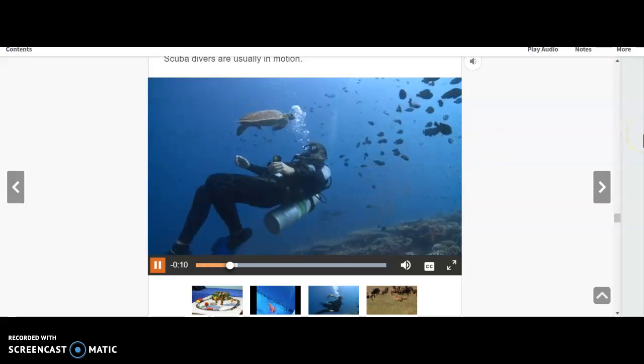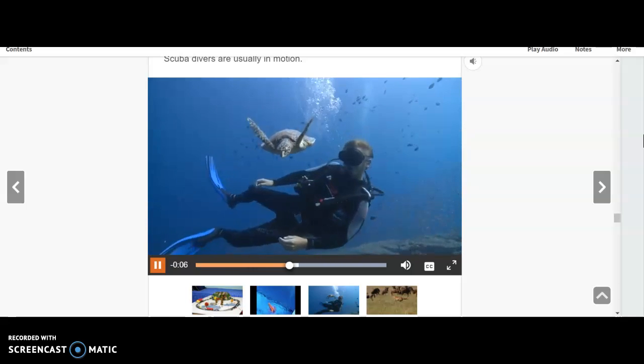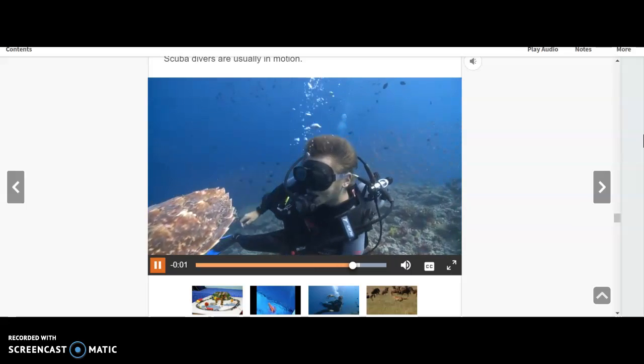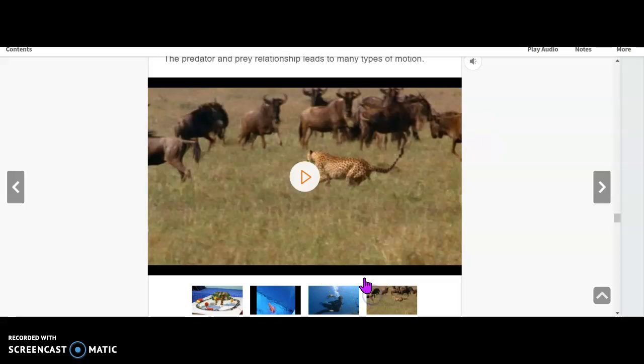What about all those fish, the turtles, the scuba diver? Can I predict what they're going to do next? I can predict that the turtle's going to keep flapping his arms, but I don't know where he's going to go. It's very unpredictable.